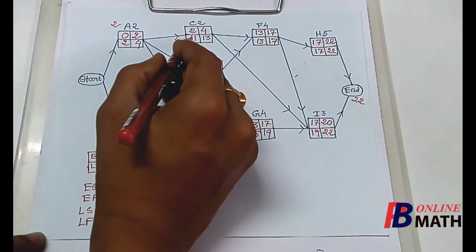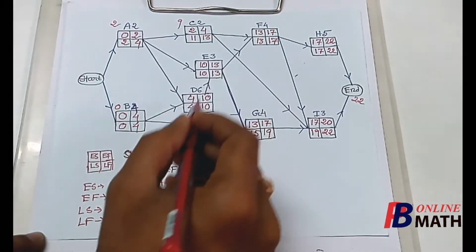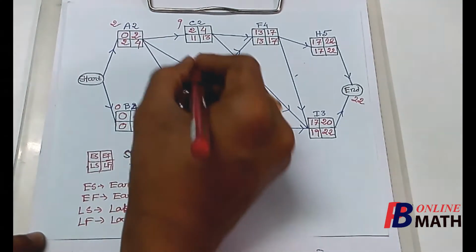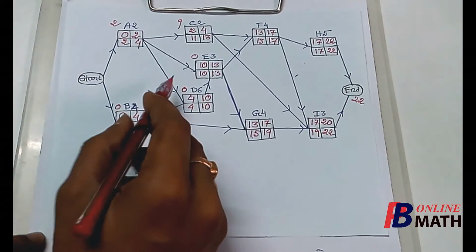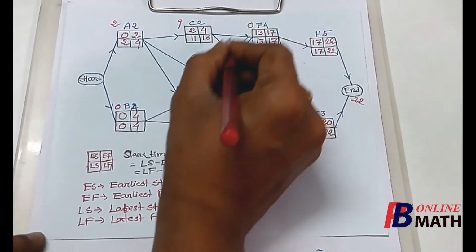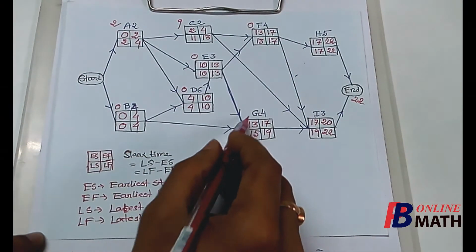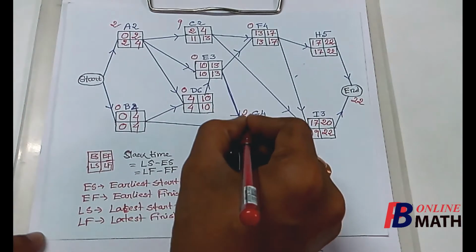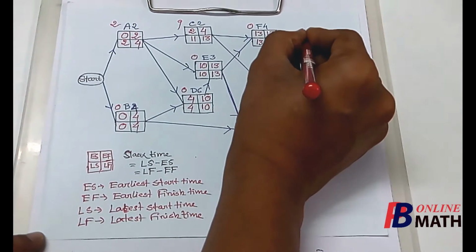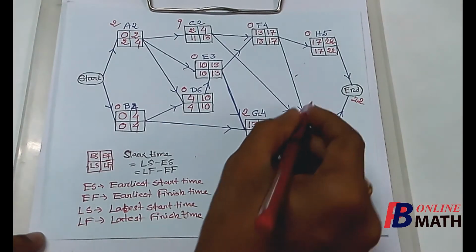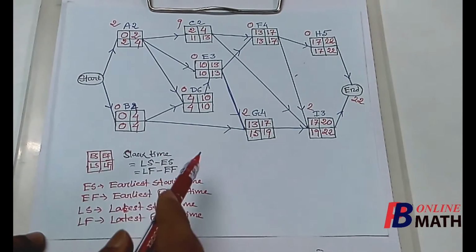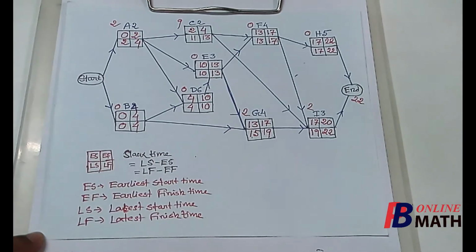For the activity C, it is 11 minus 2, 9. For the activity D, it is 0. For the activity E it is 0. For the activity F it is 0. And for the activity G it is 15 minus 13, 2. For the activity H it is 0. And for the activity I it is 2. So we have obtained the slack time for all the activities.